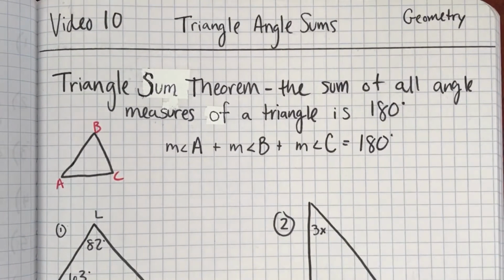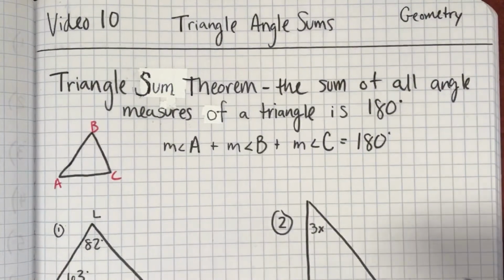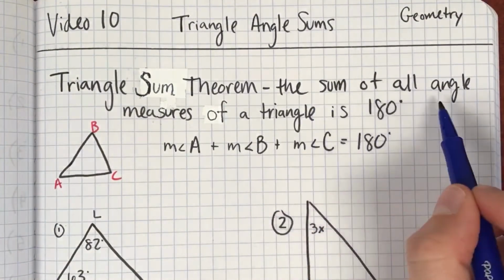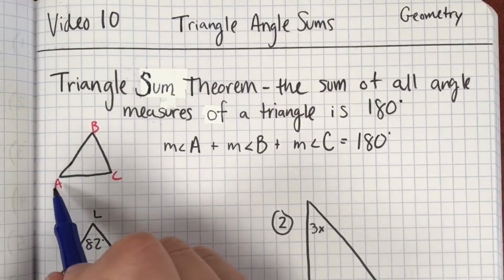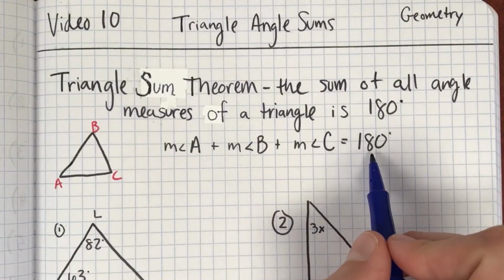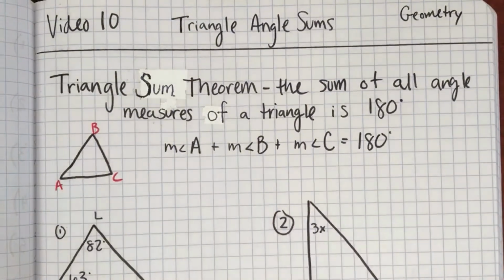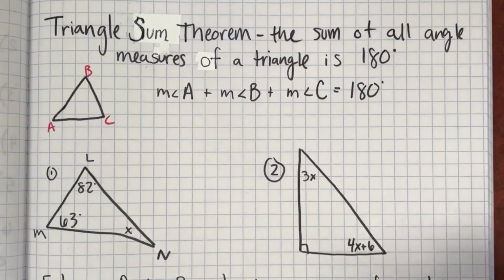Alright, this is video 10 for geometry, and today we're going to be looking at triangle angle sums. So first of all, we have the Triangle Sum Theorem, which states that the sum of all angle measures of a triangle is 180. So I can add up the angle A, B, and C, and it will be 180. Okay, and that's something that we've probably looked at for a while now.